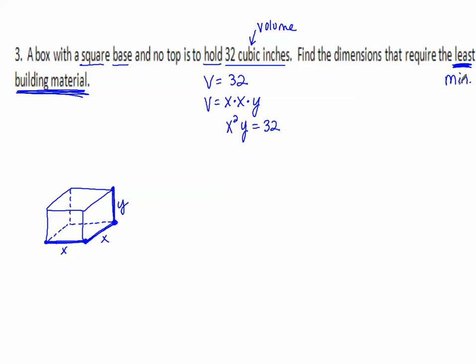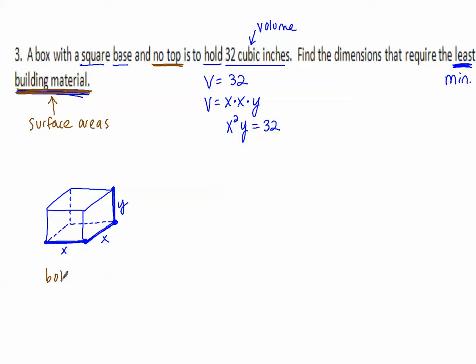So what does that mean, the building material? The building material is what I use to build it: this surface put together with the back surface, the front surface, the side surface, and the bottom surface. These are the surface areas, the areas of each surface. Now remember that there's no top in this box. So let's think about all the surfaces.